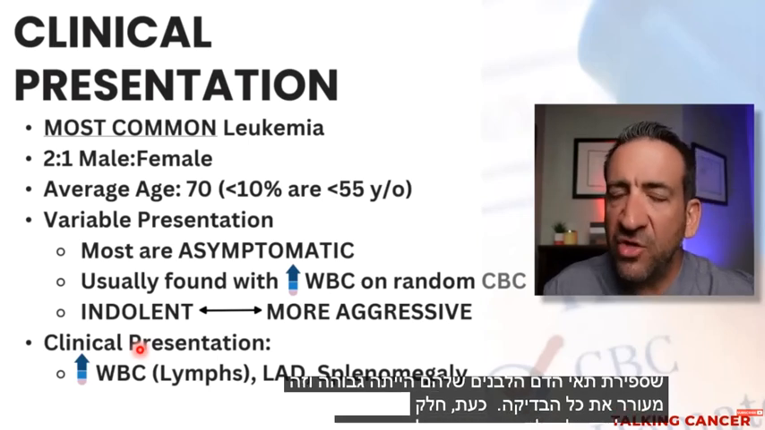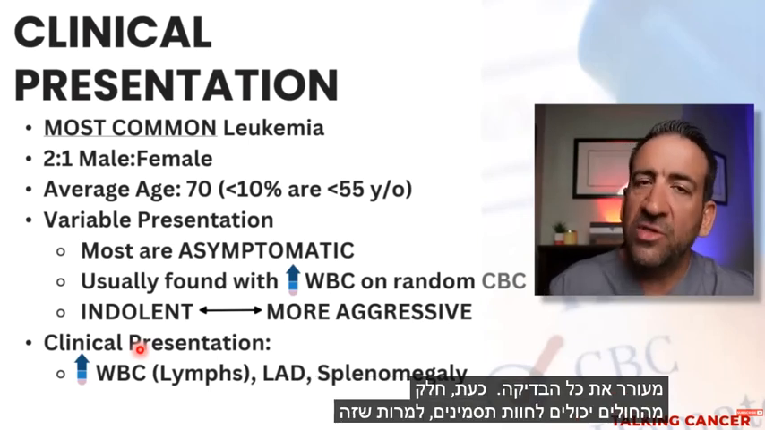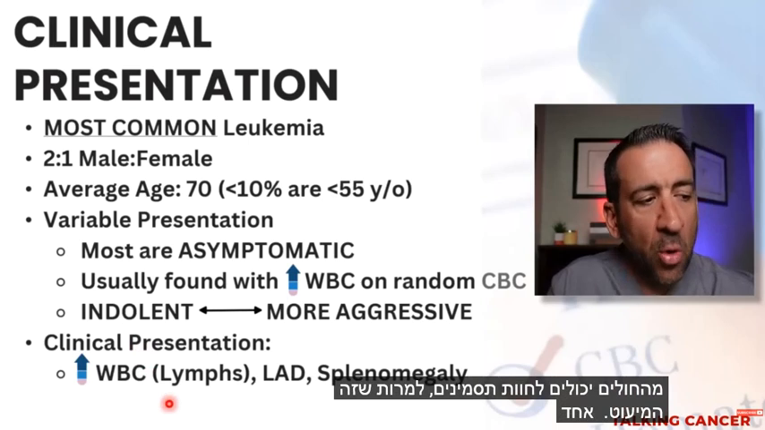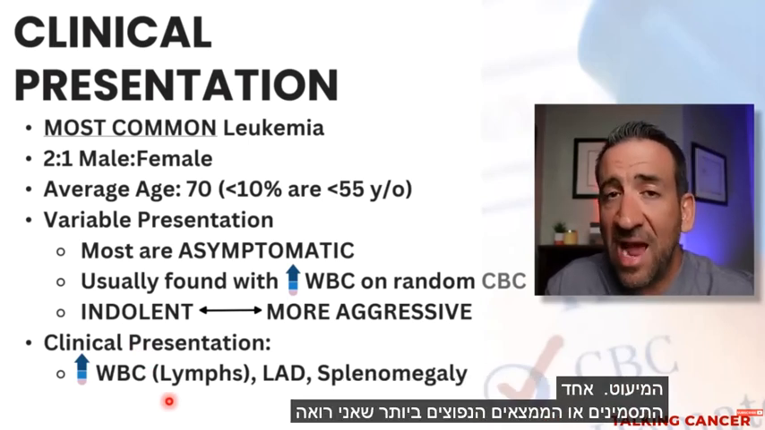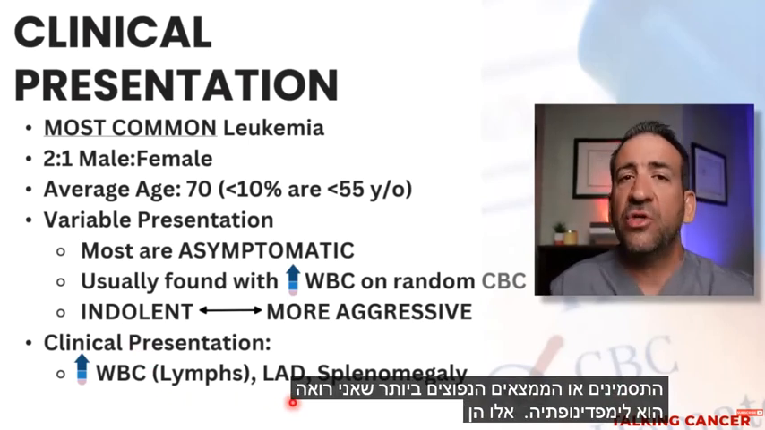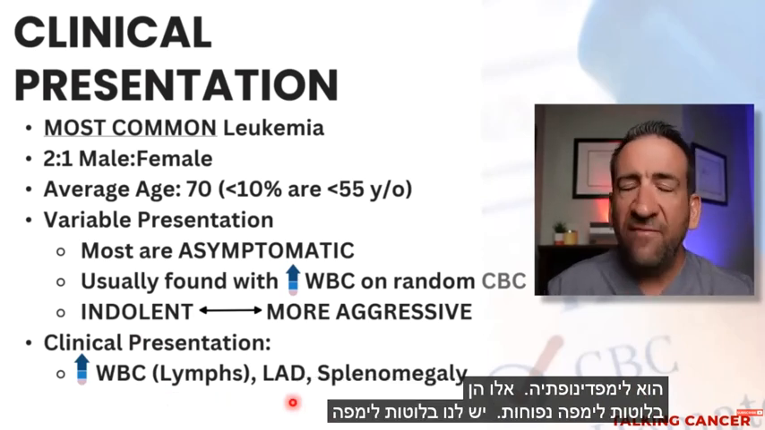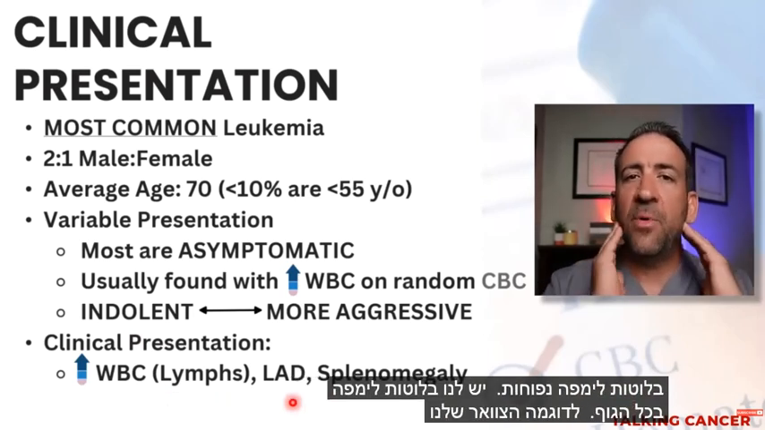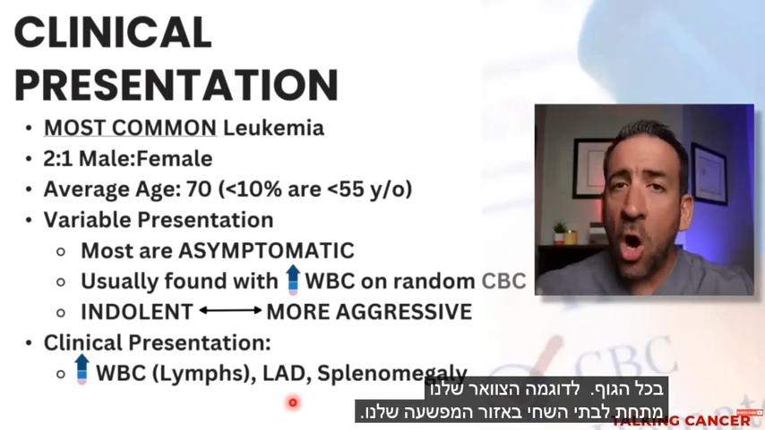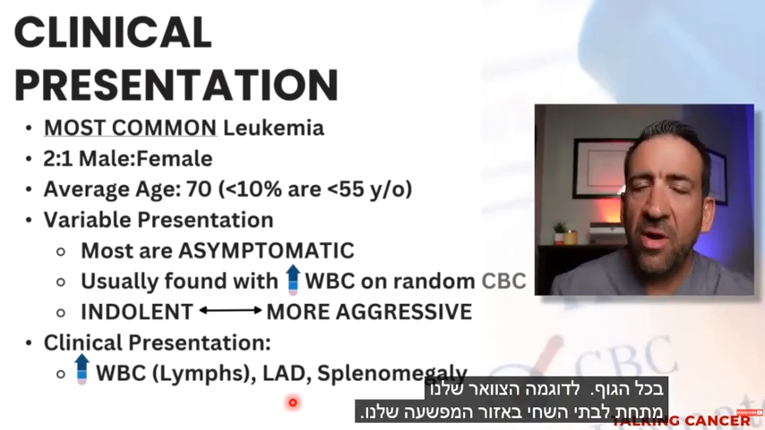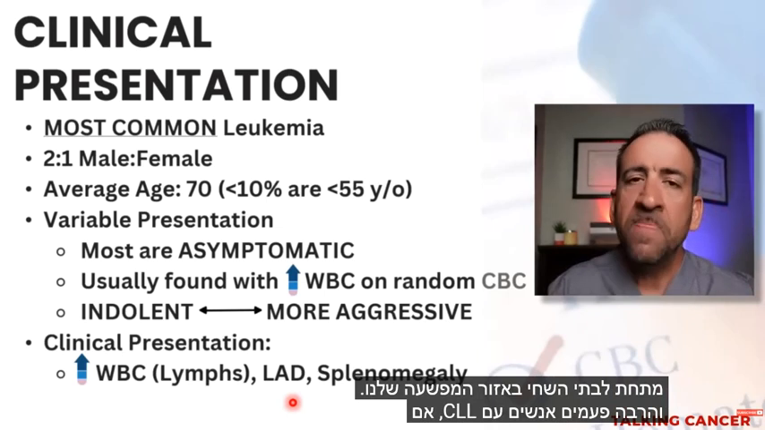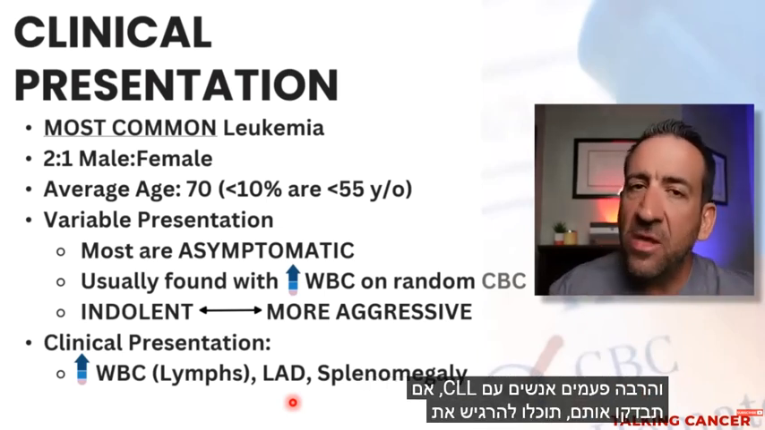Now, some patients can have symptoms, although it's the minority. One of the more common symptoms or findings that I see is lymphadenopathy. These are swollen lymph nodes. We have lymph nodes all over the body, for example, our neck, under our armpits, in our inguinal area, and a lot of times people with CLL, if you examine them, you can feel these lymph nodes.